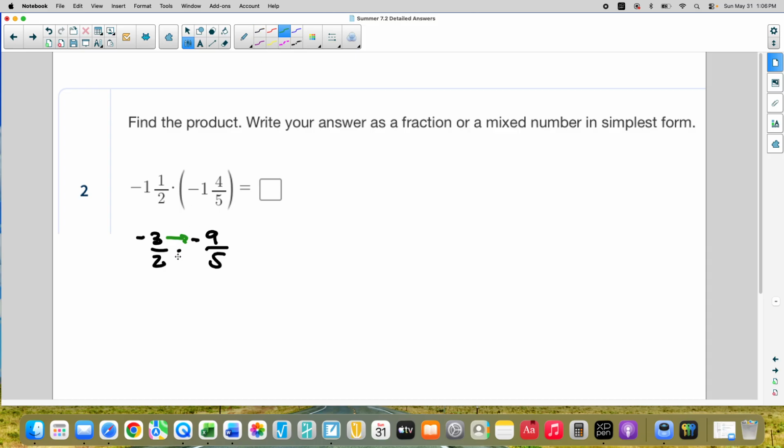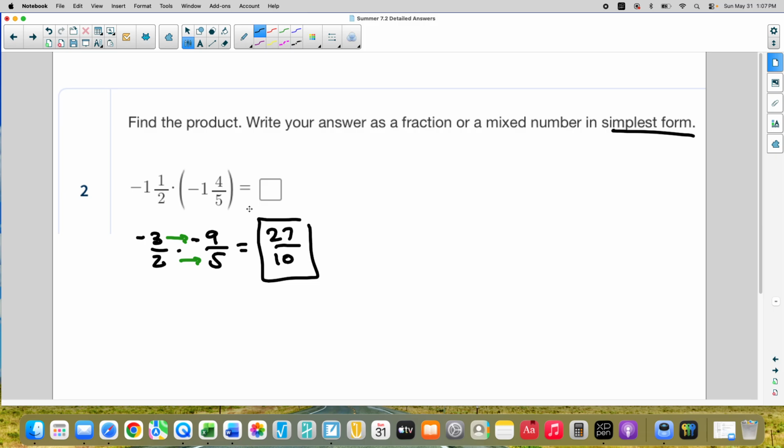We're going to look to see if we could cross cancel, which we can't reduce any of these numerators and denominators. So we'll just multiply numerator times numerator. Negative 3 times negative 9 is positive 27. 2 times 5 is 10. So you get 27 tenths. And it says write your answer as a fraction or a mixed number in simplest form. So that is a fraction.